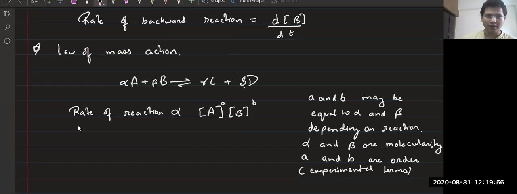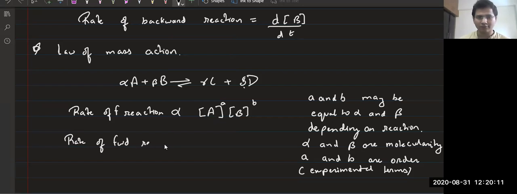Okay, so this is the rate of forward reaction. So I'm just saying rate of forward reaction. Now, since it is proportional to, we should have a proportionality constant. Yes or no? Should we have a proportionality constant? Yes, very good, everyone. So we should have a proportionality constant.